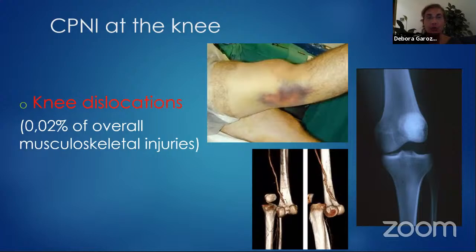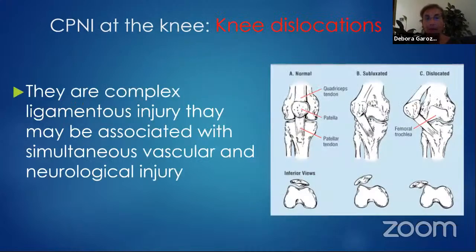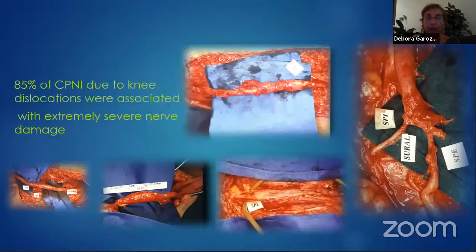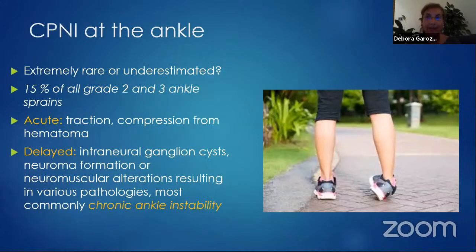And the most frequent injury that is related to the occurrence of a foot drop is knee dislocation. These are complex ligamentous injuries that may be associated with simultaneous vascular and neurological injury. Concerning the latter, the presence of a common peroneal nerve injury with knee dislocation varies from 4.5 to 40% in the literature. With Stefano, when I was in Italy, we had quite a large series of patients treated for common peroneal nerve injuries after knee dislocations, and we found that about 85-90% of these patients really presented extremely severe nerve damage.